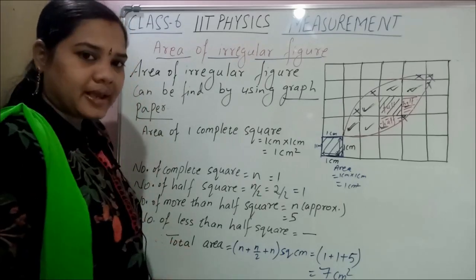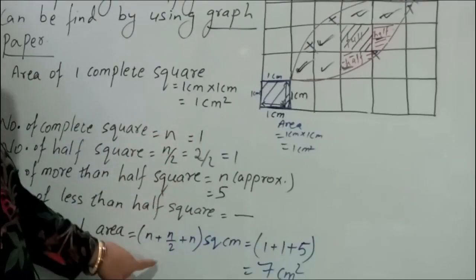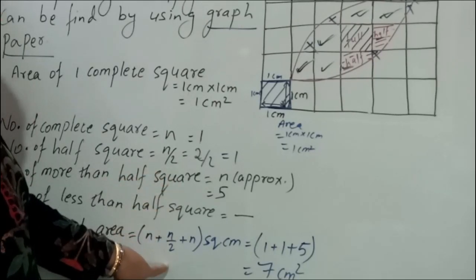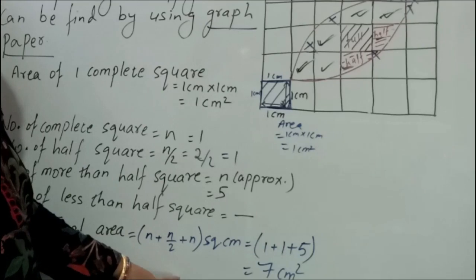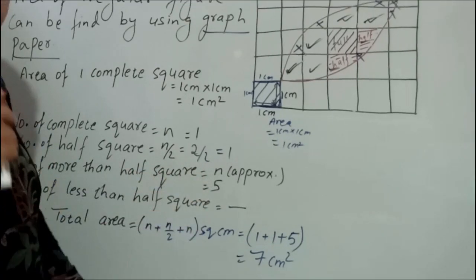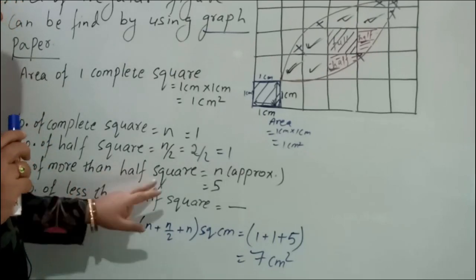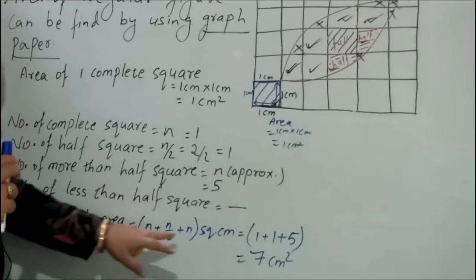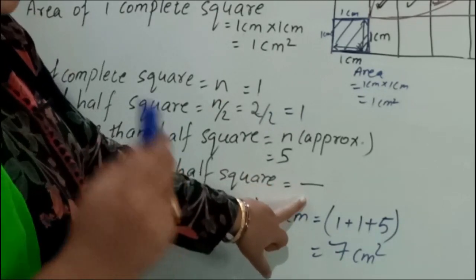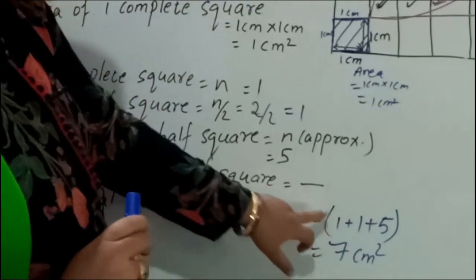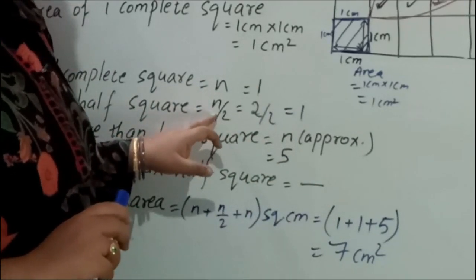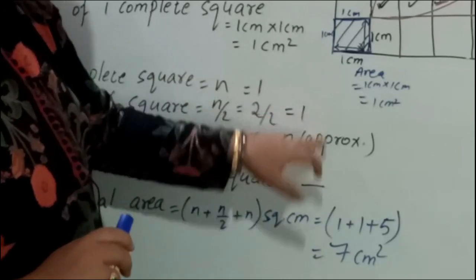So total area is how much? Complete square 1, that is n, then half square n by 2, then full square what? N. Okay, more than half you have to consider full, that also comes under n. So which is less than half, that one you have to ignore. So full how many came? 1. Then half how many are there? 2 are there, so 2 by 2 is 1.